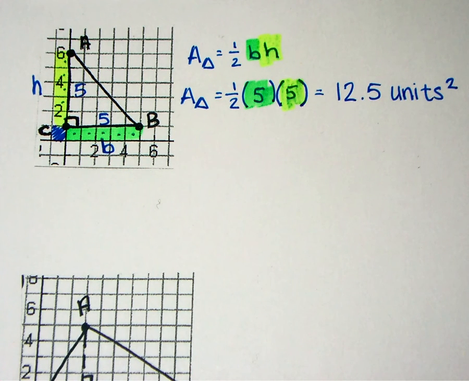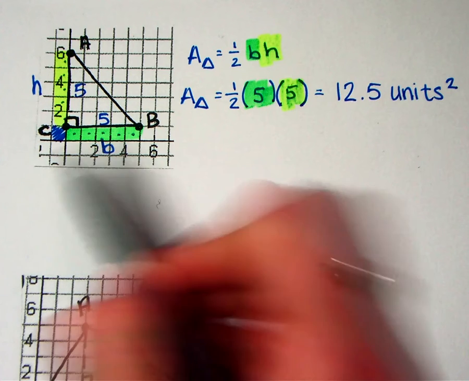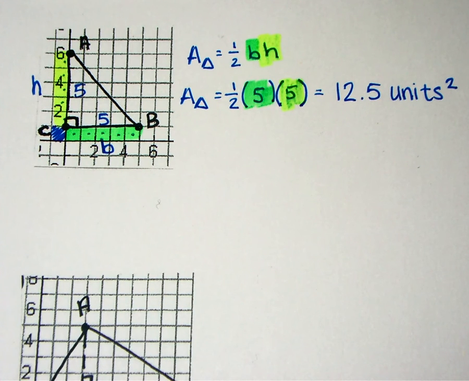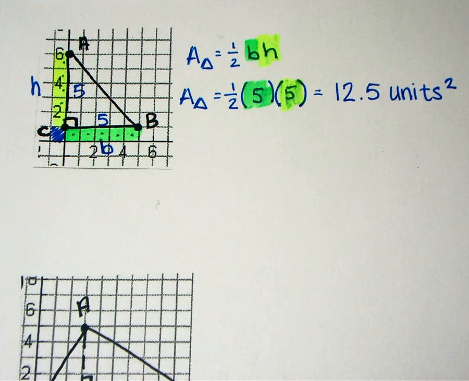So this is as basic as it can be because we can count the base and we can count the height. So that is as easy as this type of triangle can get.